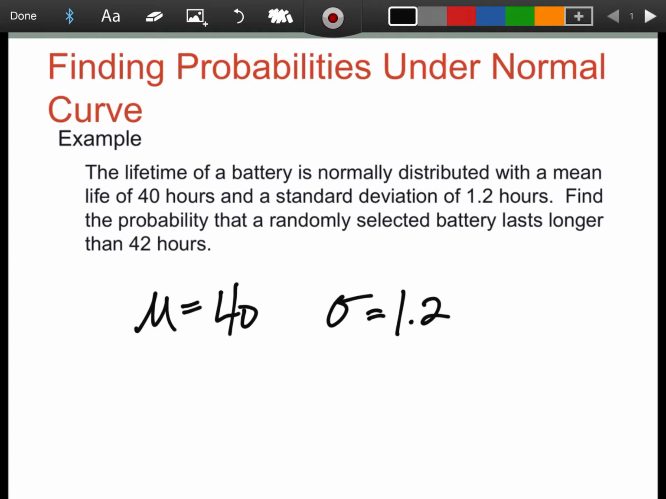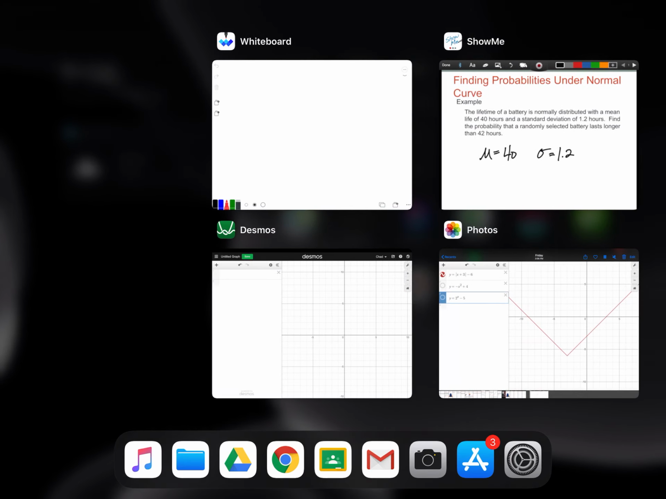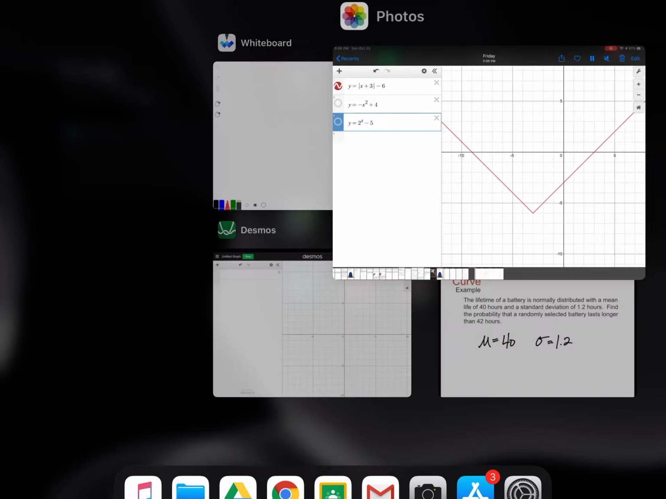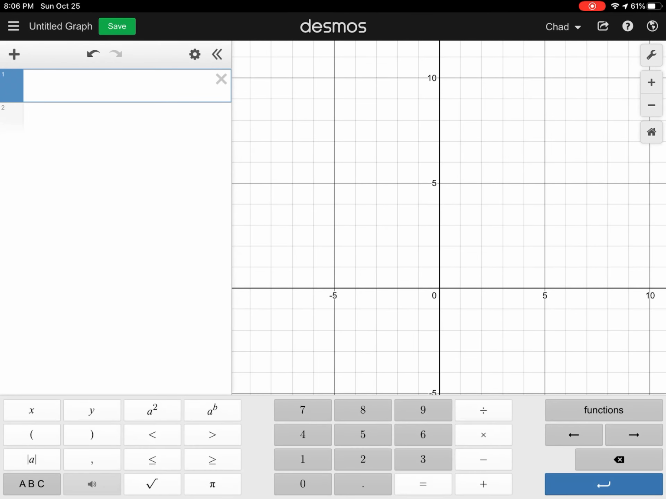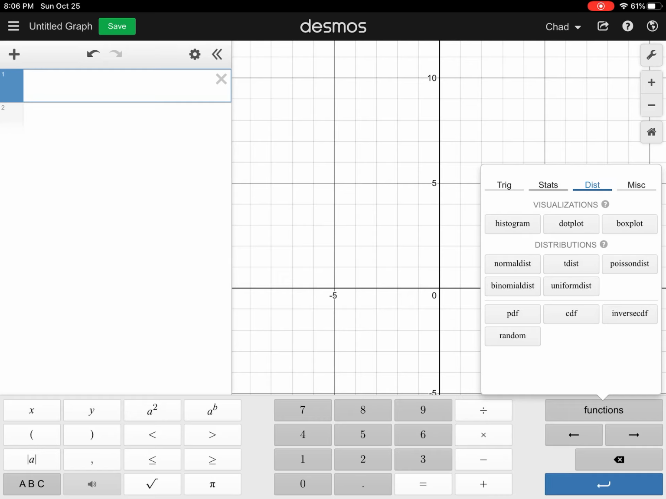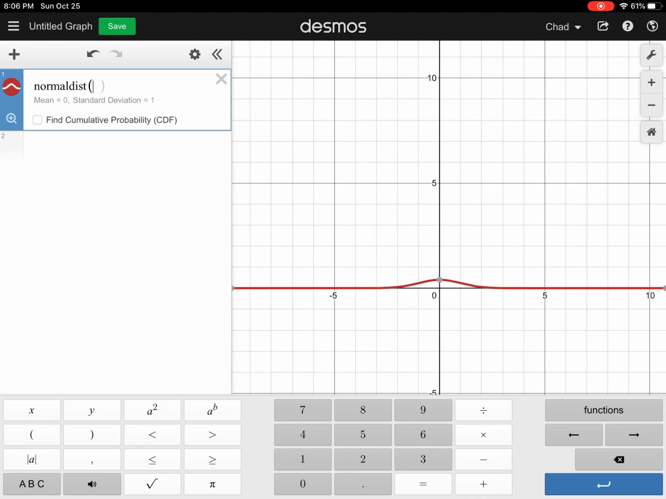All right, so in order to do that, I'm going to head on over to Desmos. And I'm going to go to the functions menu. And up here, you've got different tabs. I'm going to go to the distribution tab. And I'm going to pick normal distribution right there on the left-hand side, kind of halfway down.